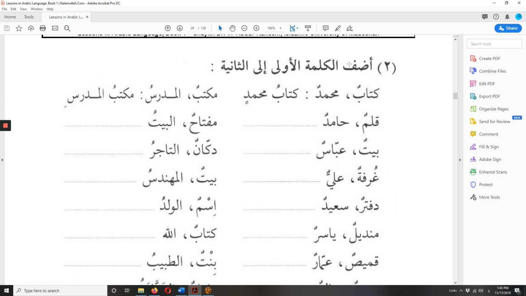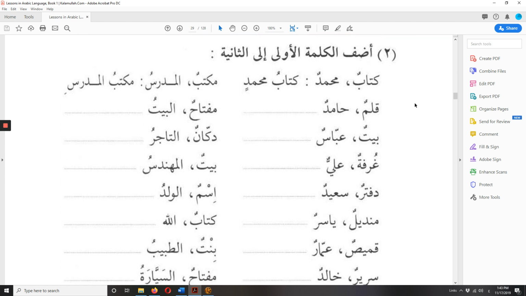Moving on, it says أضف الكلمة الأولى إلى الثانية. So here it says, make the first word possessed by the second word. Here we'll have kitabun and muhammadun. Neither one is possessing the other. They're both marfu', meaning they have dhammatain. They're in their natural state. Nothing's acting upon them. If we make the first word possessed by the second, we say kitabu muhammadin. Now it's Muhammad's book. By the way, in the name Muhammad, there should be a shadda over the meem. You can see how they omit the shaddas.